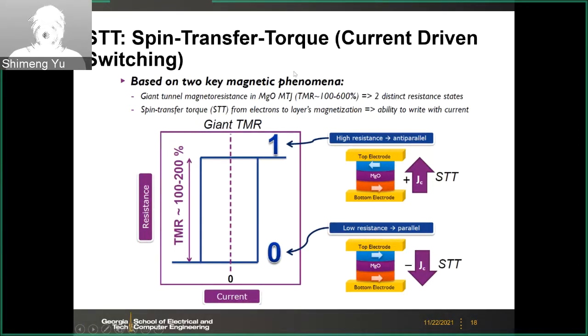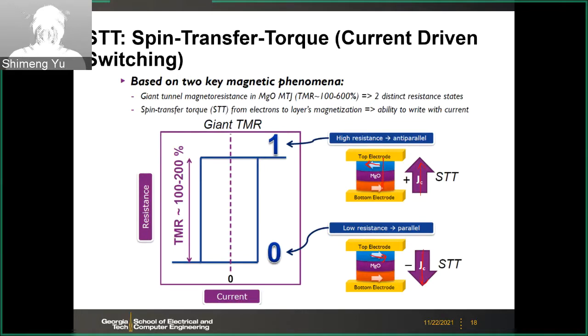And this is a current-driven switching. It's not field-driven; it's current-driven. Here again, we have resistance versus, now it's not the magnetic field, now it's the current. So it's very simple. You just pass a large enough current through this MTJ stack. Then depending on the current direction, if your current is going up, it's going to flip the free layer to the left. If the current is flowing down, then the free layer will point to the right.